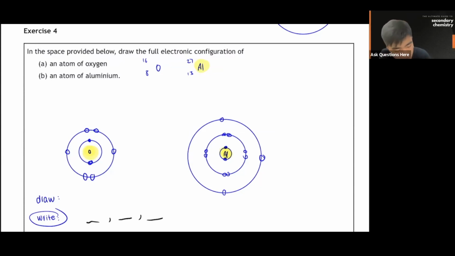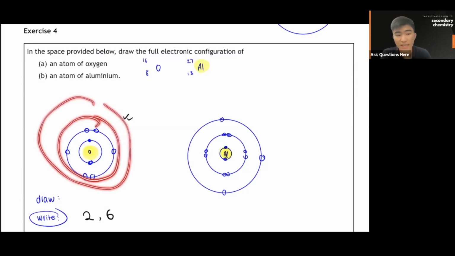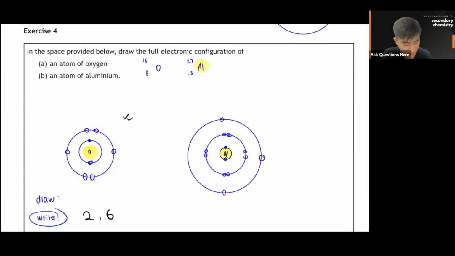Now, what is this basically talking about? Don't copy this down first. It's basically asking us to write out how many electrons there are in each shell. So for example, let me use oxygen as an example. For oxygen, you know that there are 2 electrons in the first shell. So I put 2, comma. The second shell got how many electrons? Got 6 electrons, right? So 2, 6. There are no other shells. Third shell got no electron, fourth shell got no electron. Don't bother about it. So this will be the written configuration.